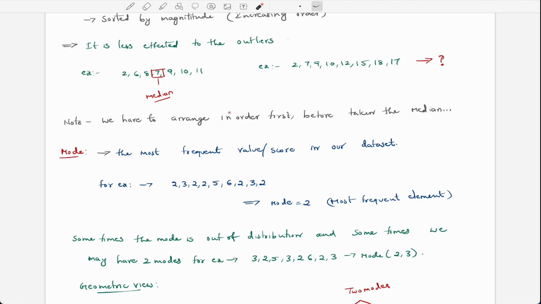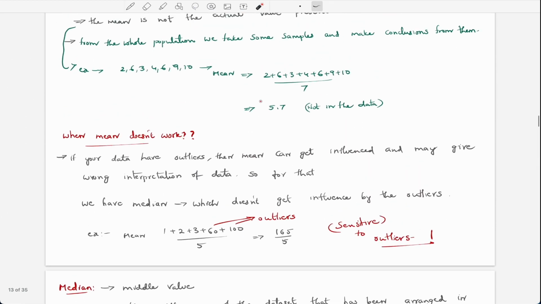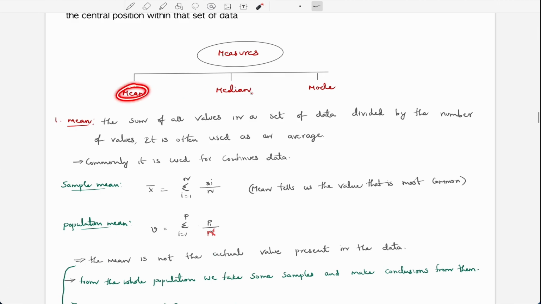If you don't arrange in order, then you will get a lot of error. Okay, so we have discussed the mean and the median. So what is the mode?